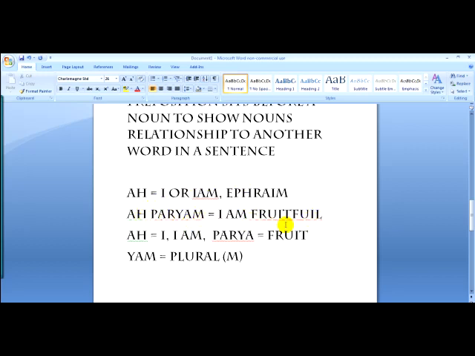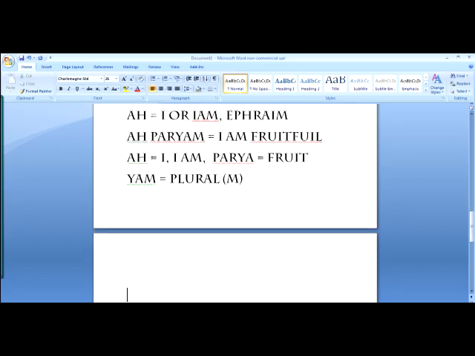So that's the first preposition. The first preposition is I. There are times when you'll see this letter I at the beginning of the word, it just means I or I am, if it's not part of the word. Now let's go to the next one. The next one is ba.